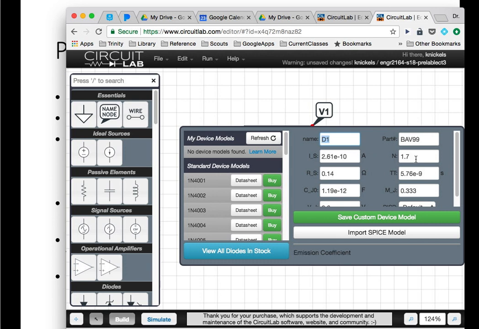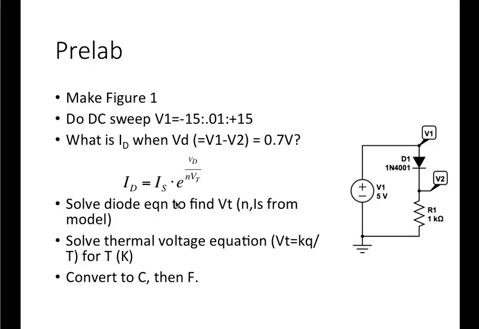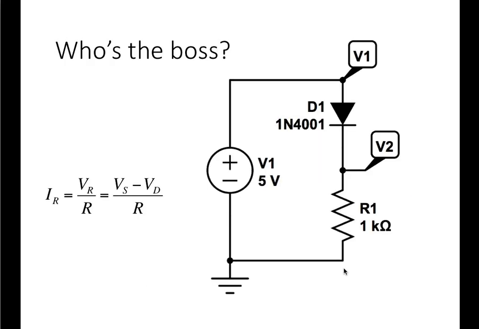So for your particular diode, the 1N4001, you can go look up what those are, and then you just solve this equation for VD of 0.7 and ID of whatever you found, and solve that for VT. Once you've found VT, we have another equation. VT is kT over q. Solve that for T, which is in Kelvin, and then convert that to Fahrenheit. So that's the pre-lab.